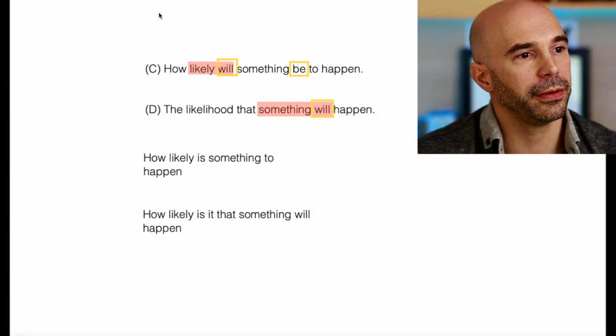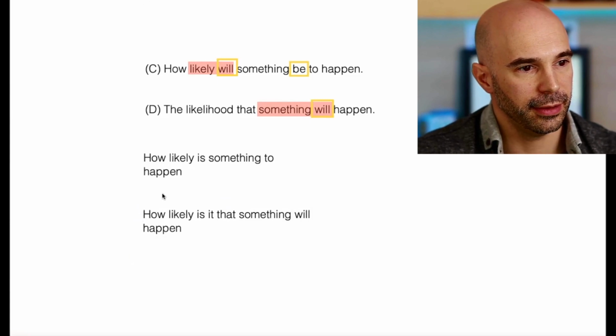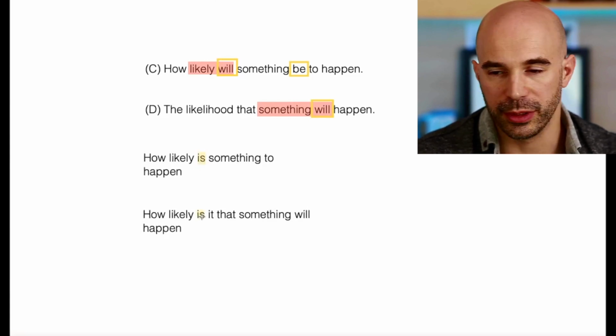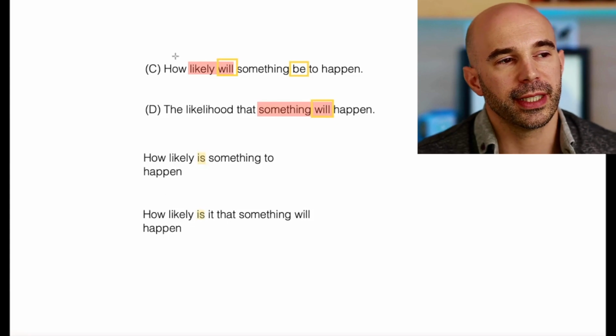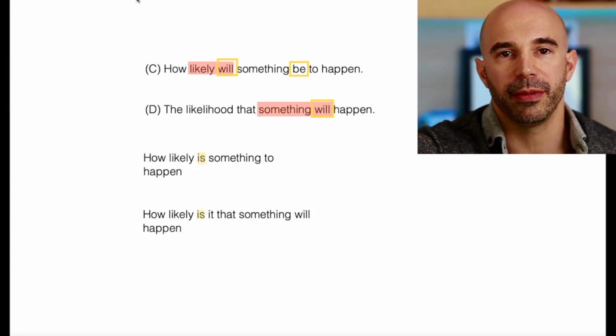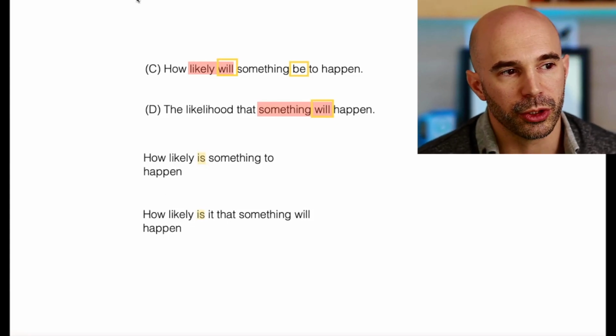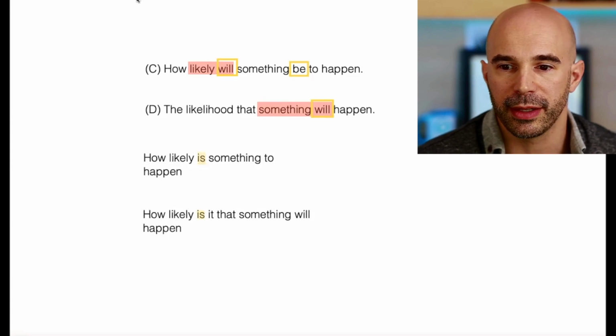Parth is correct. Both of these are fine, but they both require the present tense verb is. And why is that? Because we're assessing the likelihood now. We're not assessing the likelihood in the future. We're assessing the likelihood now of something that will happen or won't happen in the future, but the time at which we're assessing the likelihood is now.